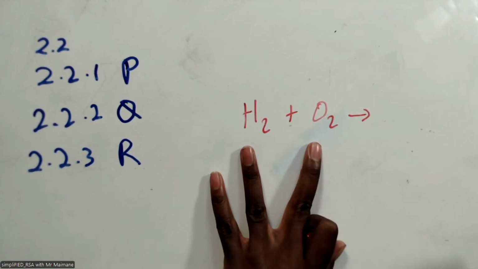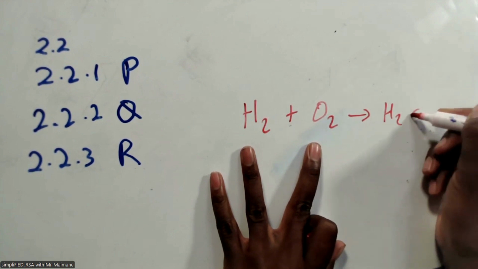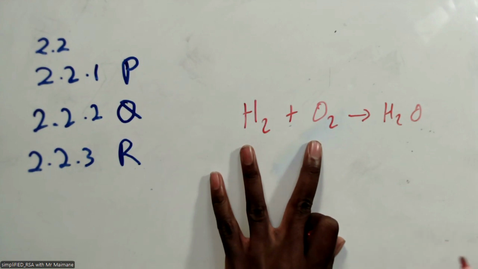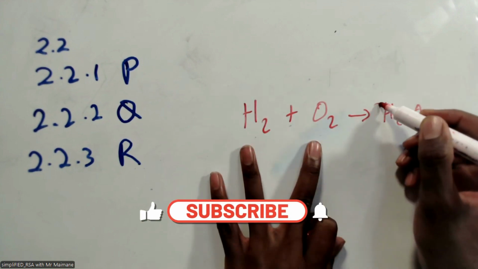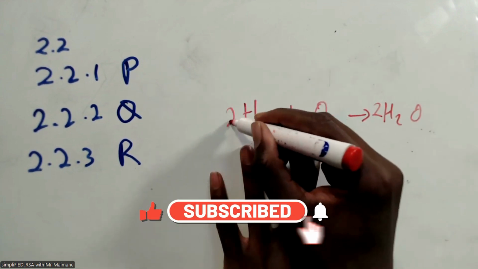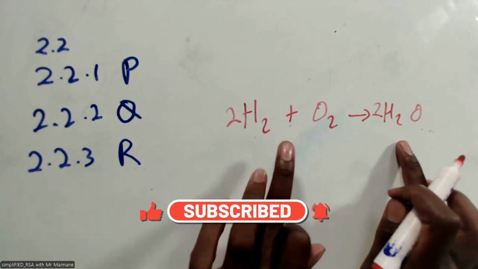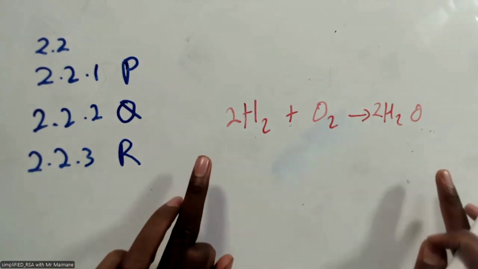So when hydrogen reacts with oxygen, we get H2O. But now to balance this, because we have 2 hydrogen and 2 oxygen, I'll put 2 here and then I'll put 2 here. So then I'll have 4 hydrogen atoms and 4 hydrogen atoms, and this is the balanced equation.